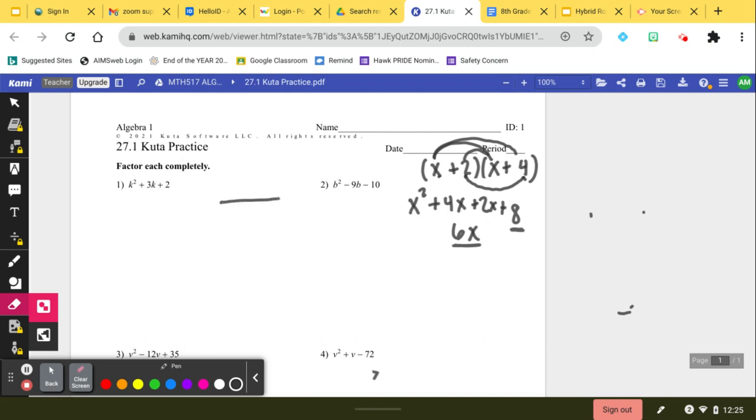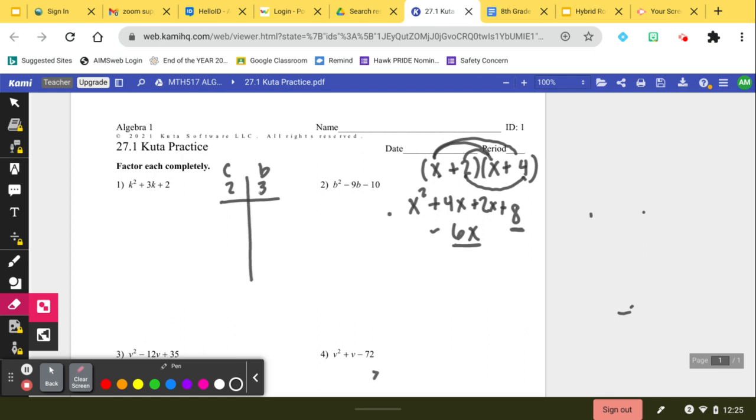So coming over here, I'm looking for what two numbers multiply together to give me c, but add together to give me b, that middle term, which is 3. So multiply together to give me 2, but add together to give me 3.